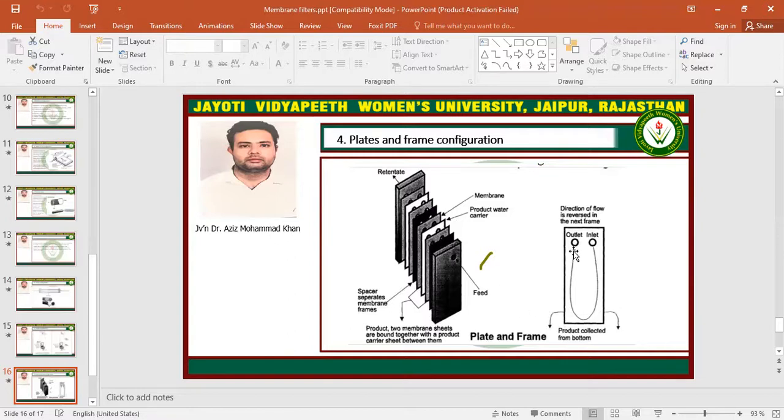The product is collected in this manner: from the inlet, the water is inserted inside, it will pass through the filters, and then the rejected particulates will go to the outside. This is known as the plate and frame filter, where the plates and the frames are there.